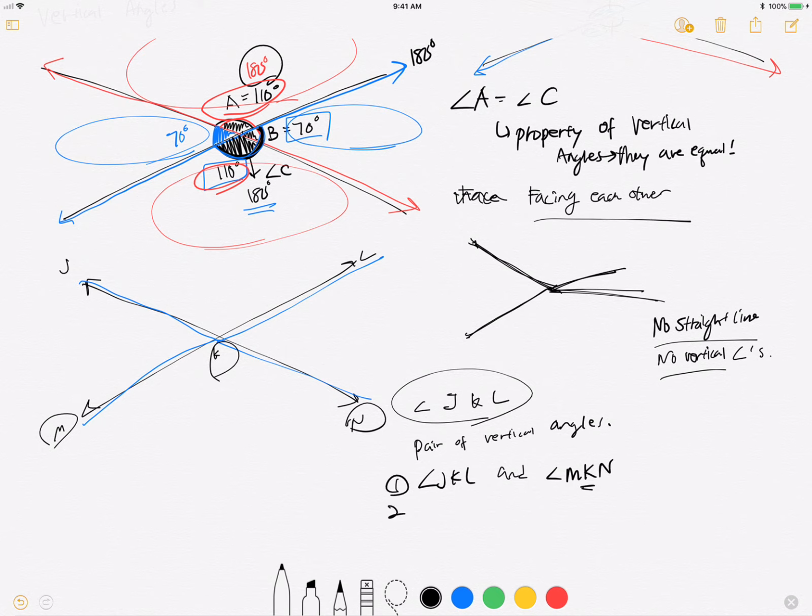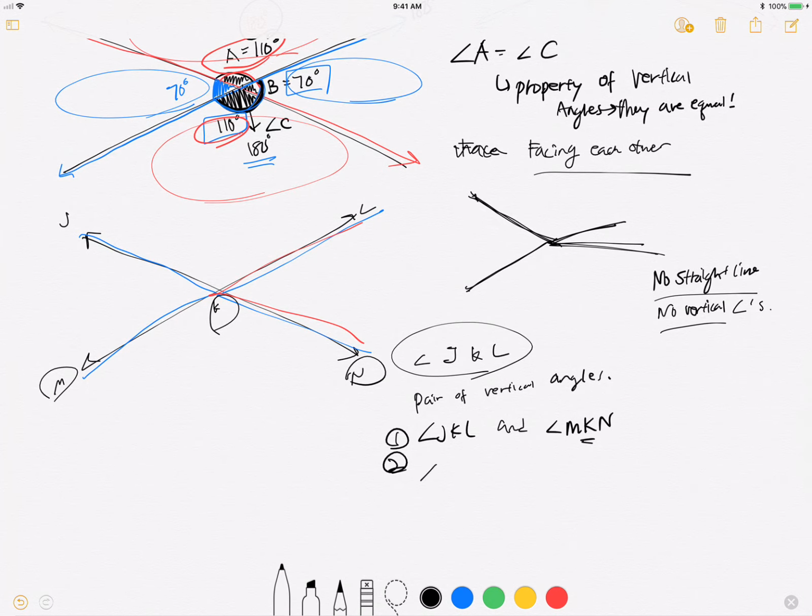So that's one pair. The second pair would be L, K, N and the other one would be J, K, M, or M, K, J, depending on how you read it. But K has to be in the middle. Give me a pair of angles means I need two angles. A pair.